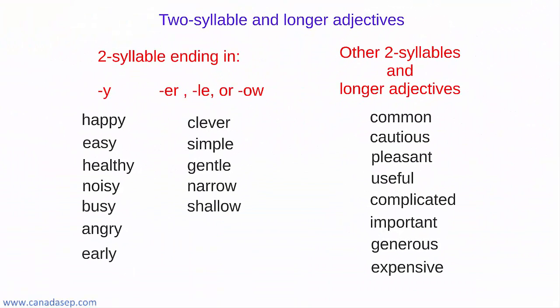What if our adjective is a 2-syllable one? Many adjectives end in Y, as these: happy, easy, healthy, noisy, busy, angry, early. Also, some of the 2-syllable adjectives end in ER, LE, or OW, like these: clever, simple, gentle, narrow, shallow. These adjectives are treated like 1-syllable adjectives.